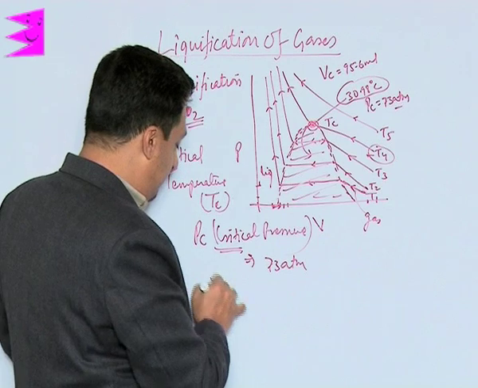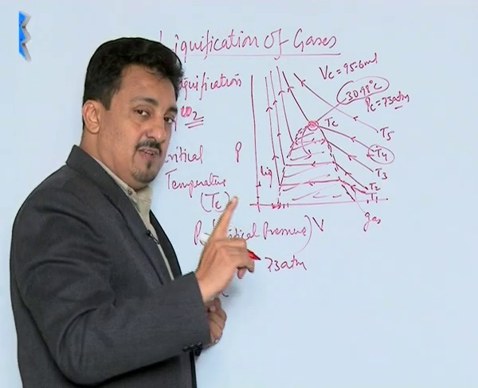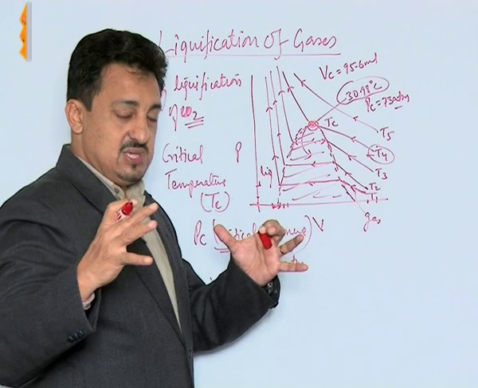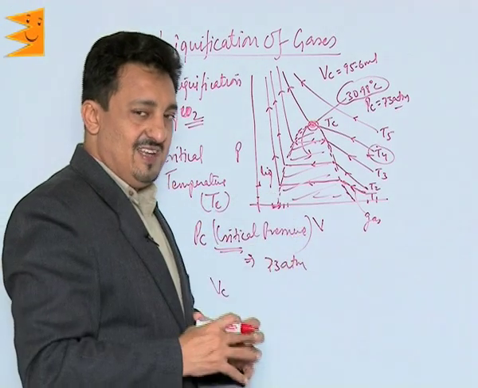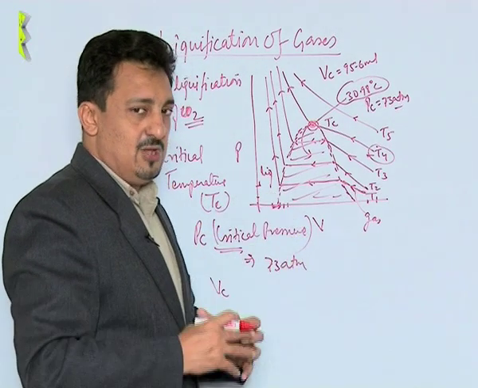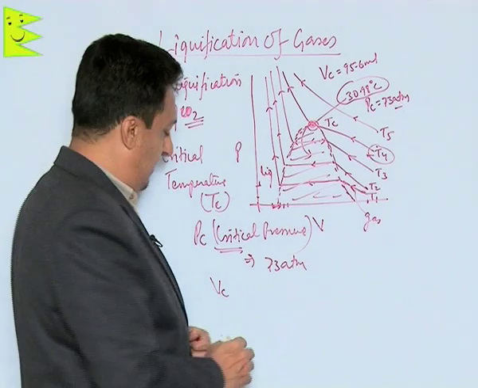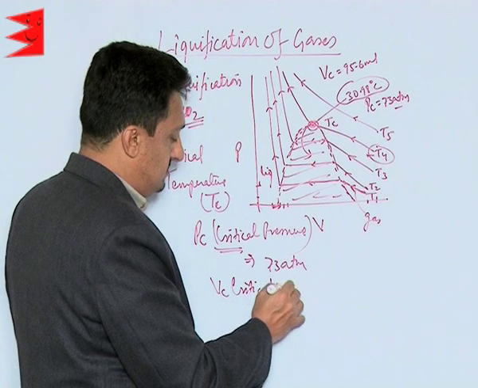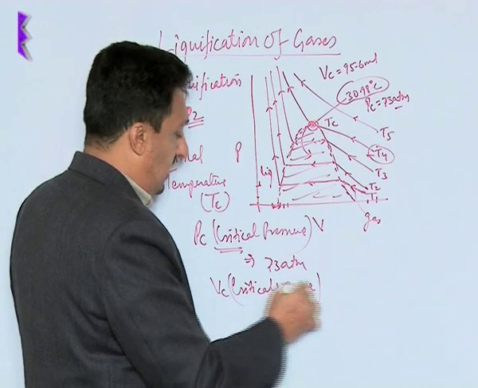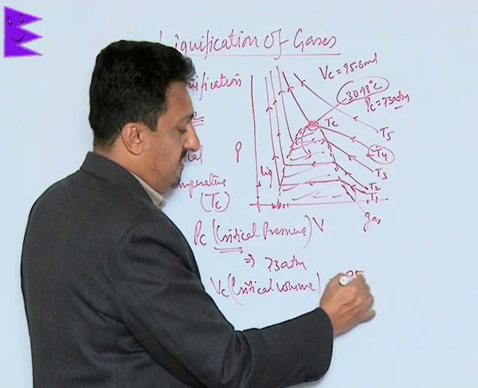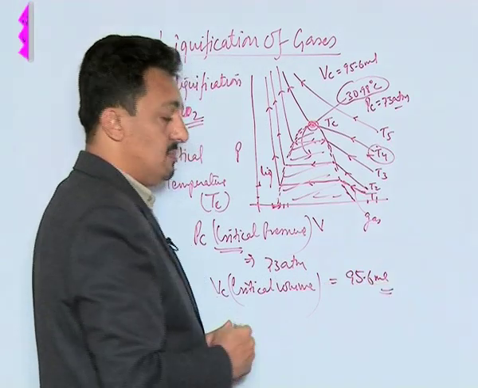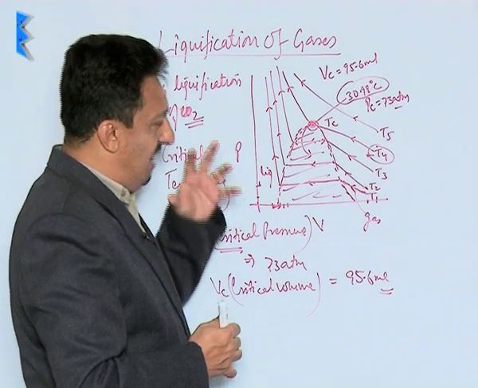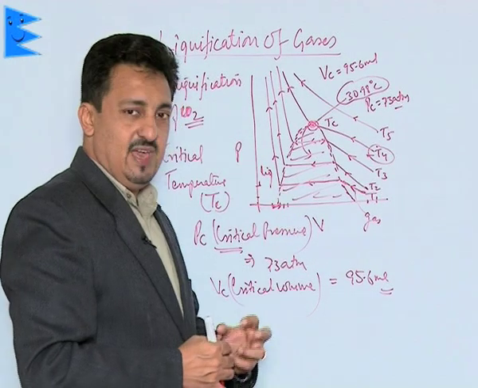Now what is VC? The volume occupied by 1 mole of a gas at critical temperature. If 1 mole of a gas is compressed at its critical temperature, whatever volume it occupies is called critical volume. In case of CO2, this is 95.6 ml. So this is what we have, and every gas shows this kind of behavior.